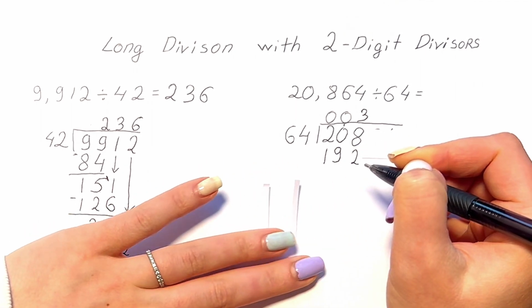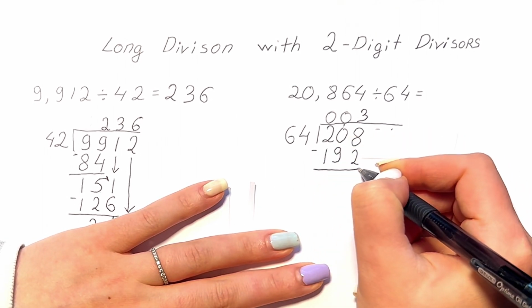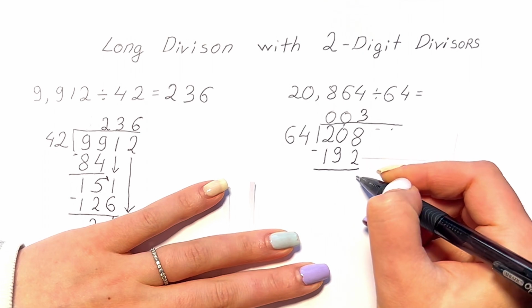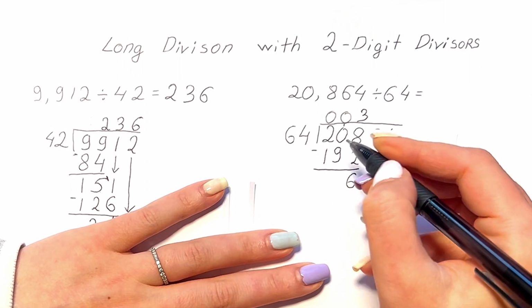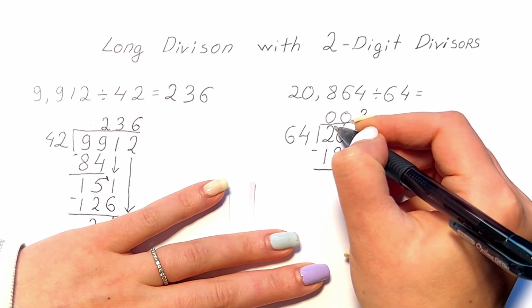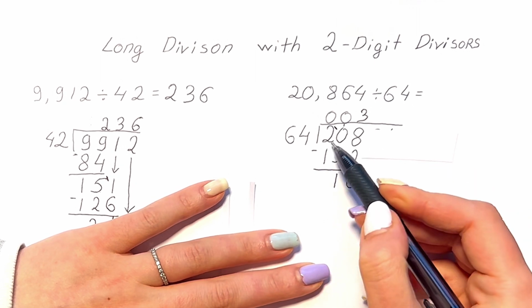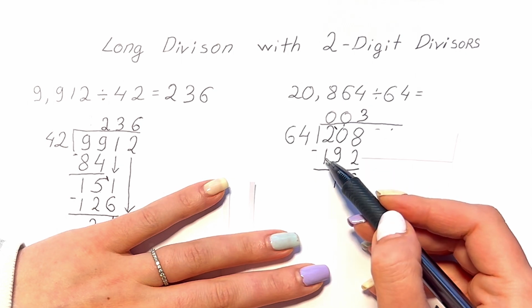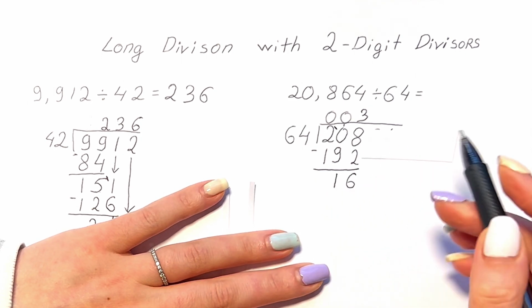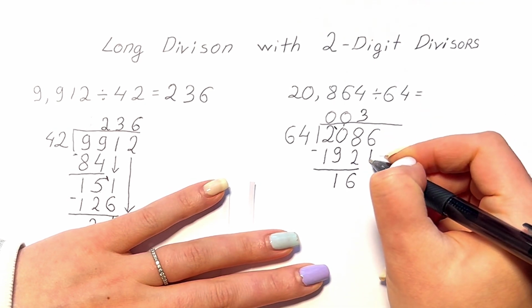Now we're gonna subtract to get the remainder. 8 minus 2 is 6. 0 minus 9, I can't do that. I'm gonna borrow. 10 minus 9 is 1. Because there is a borrowing sign on top of the 2, it means it's one digit less. It's 1. 1 minus 1 is 0. Let's bring down the next digit, which is 6.